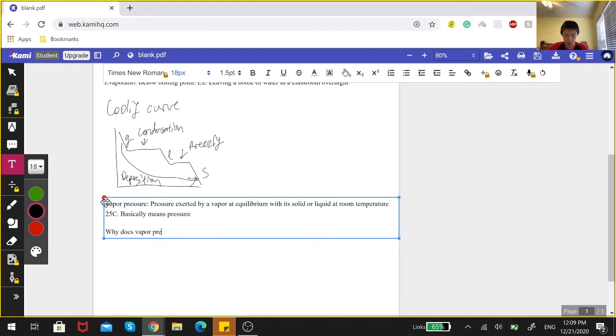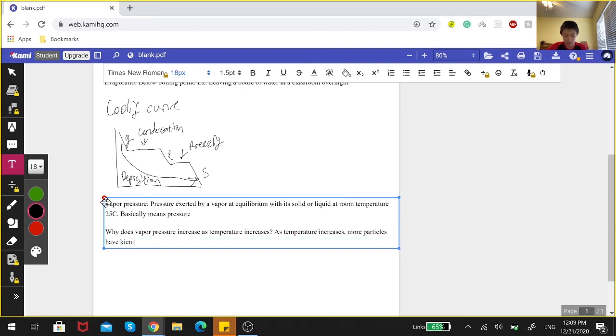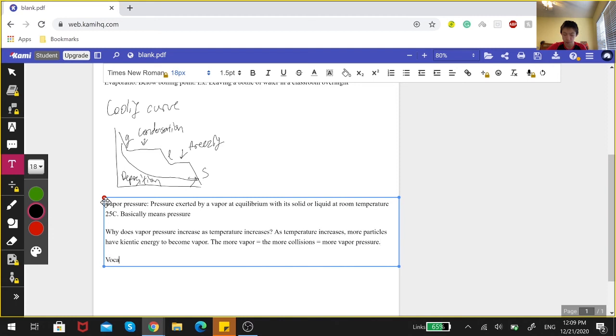Why does vapor pressure increase as temperature increases? Well, as temperature increases, more particles have kinetic energy to become vapor. The more vapor means more collisions, which means more vapor pressure. Now here are two vocabulary terms. First we have volatile, and that is evaporates easily. This means it has a low boiling point, as well as weak intermolecular forces.